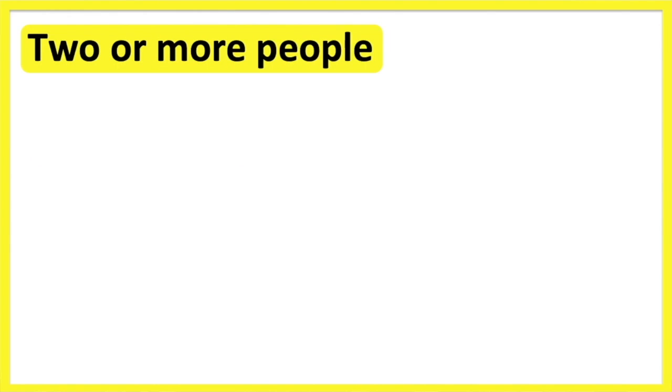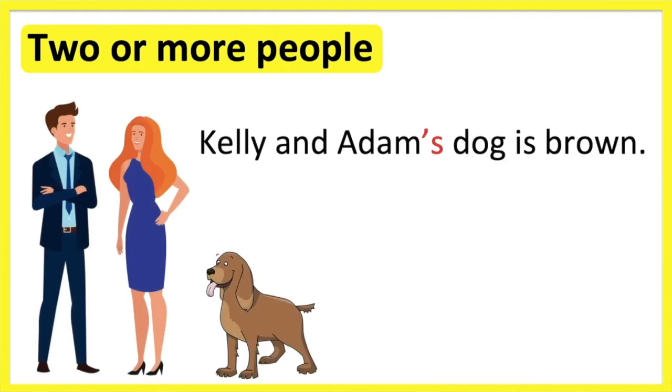Two or more people. When talking about two or more people, we must first figure out if they are joint owners of the same thing or they are separate owners. For example, here is Adam, here is Kelly. If we want to talk about something that belongs to them both, then the rule is to add an apostrophe followed by the letter S after the second name. This indicates that they are joint owners. For example, Kelly and Adam's dog is brown.